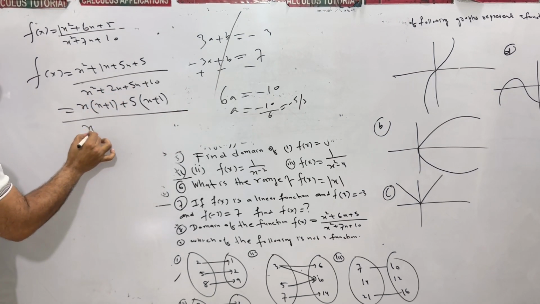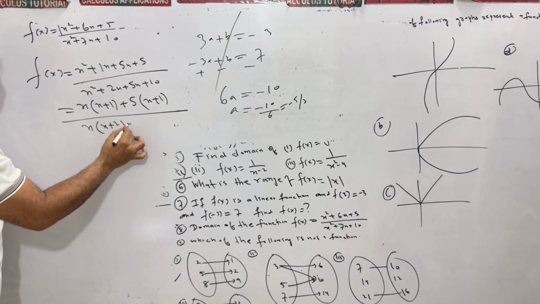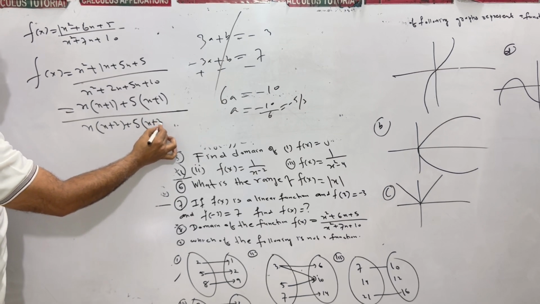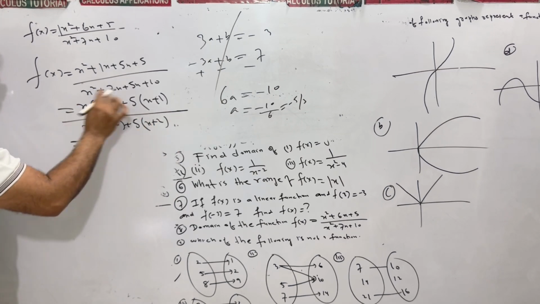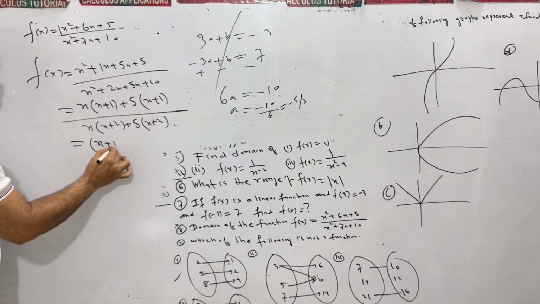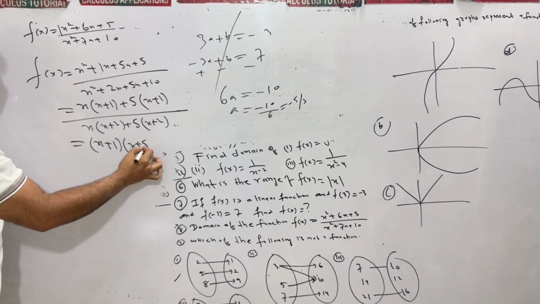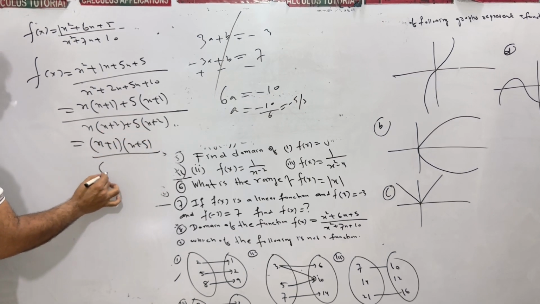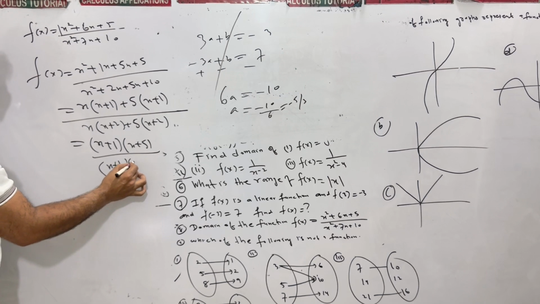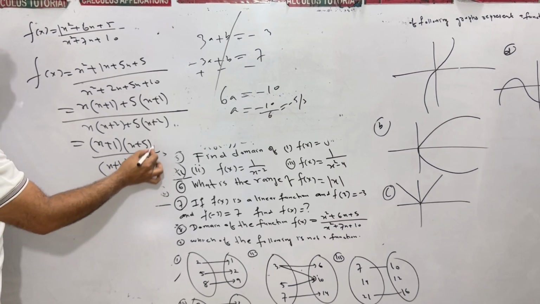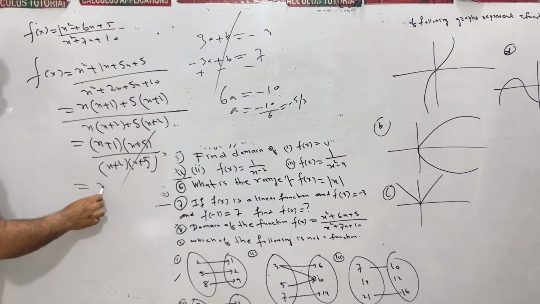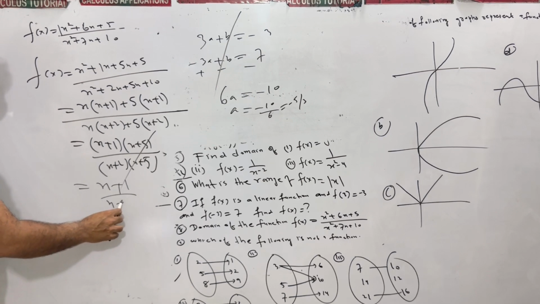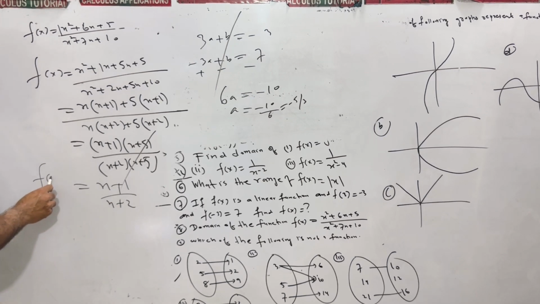Here x common, x plus 2, plus 5 common, x plus 2. So the numerator factors as (x plus 1)(x plus 5), and the denominator factors as (x plus 2)(x plus 5). The x plus 5 cancels out. What we are left with is x plus 1 over x plus 2.